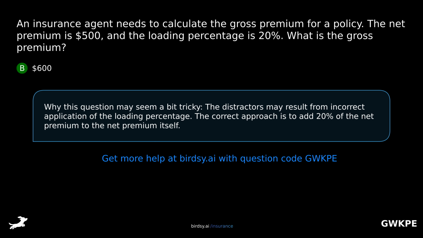Why this question may seem a bit tricky: the distractors may result from incorrect application of the loading percentage. The correct approach is to add 20% of the net premium to the net premium itself.